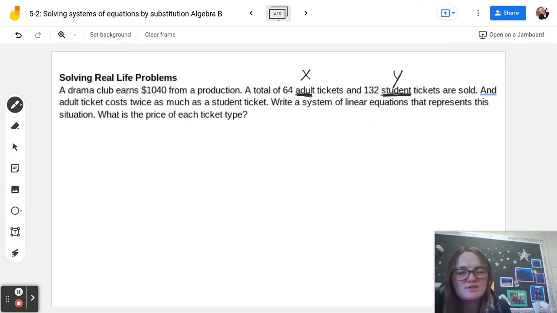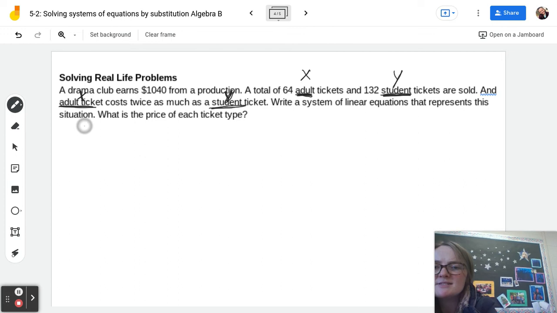You could switch this order. You can make one y and one x. It doesn't matter too much. Just pick x and y so that when we plug into the calculator, it's going to help us, not hurt us. It says that adult tickets, which we just defined to be x, cost twice as much as student tickets, which we call y. So I want to write a linear system of equations that represents the situation to find out the price of each ticket.